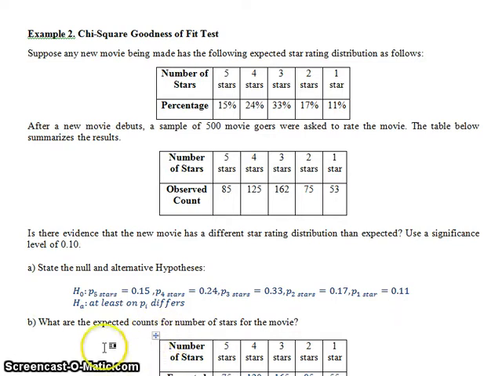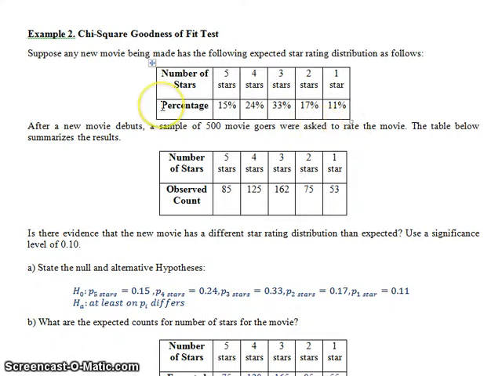First of all, it says suppose any new movie being made has the following expected star rating distribution. The number of stars, 5 stars, 4, 3, 2, 1, are the ratings. This has 5 categories, and the expected percentage of stars for each new movie is 15% for 5 stars, 24% for 4, 33%, 17%, and 11% for 3, 2, and 1.